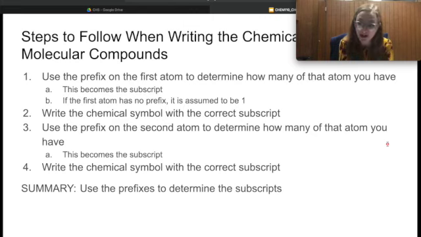Okay, so let's talk about some steps just to lay it out a little bit more. So you look at the first atom you have, you determine how many of that atom you have through the prefix. So you look at the prefix, and then that becomes the subscript. So the prefix basically becomes the subscript. And again, if the first atom has no prefix, we assume it to be 1. So once we know what the subscript is supposed to be, we write the chemical symbol with the correct subscript. We do the same thing for the second atom. We look at the prefix on the second atom to determine what the subscript's going to be. Then you write the chemical symbol with the correct subscript. I told you, it's way easier than when we do ionic compounds. So we use the prefixes to determine the subscripts with molecular compounds.